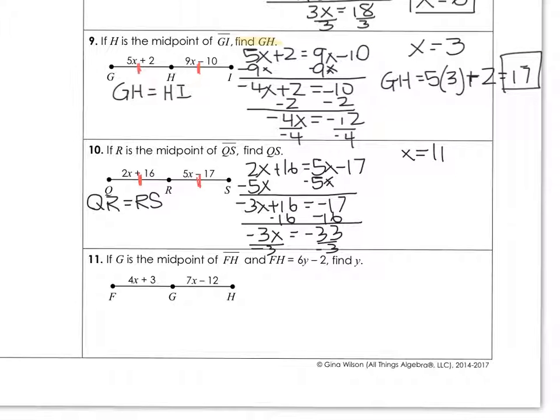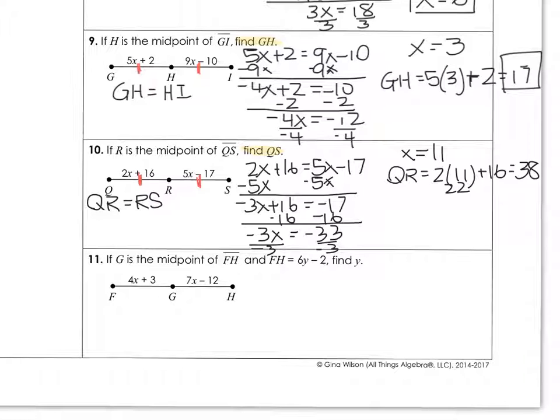But this time, what's it want me to find? This time it wants me to find QS. Okay, so how do I find that? Well, first thing I would do is substitute into one of the two expressions. So let's find QR. 2 times 11 plus 16 equals 22 plus 16, which is 38. And I know QS equals QR. Or I'm sorry, RS, my bad. I apologize for that.